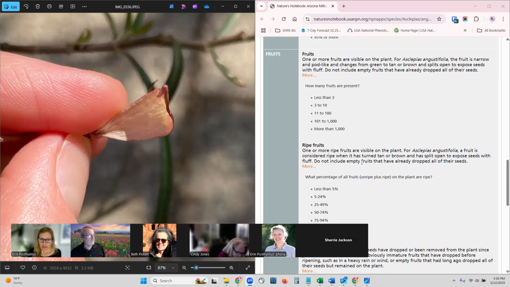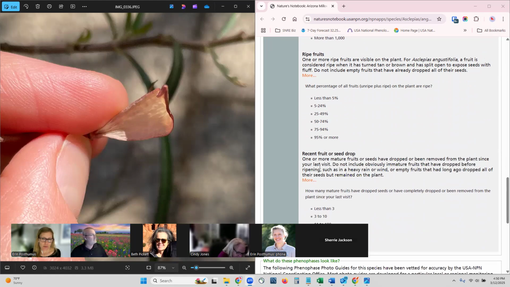Okay, the last question on here is about recent fruit or seed drop. This is hard to do with a picture because it requires knowing what happened last week. But let's say last week this did have seeds in it, and today I see it's empty. That would be a yes for recent fruit or seed drop, because it lost its seeds sometime in the last week when I wasn't observing. If it's already empty when you're visiting, and it was empty last week, you would say no for this last question.